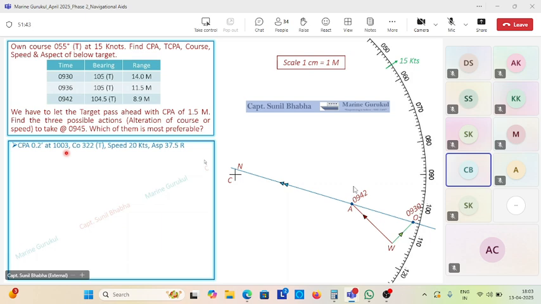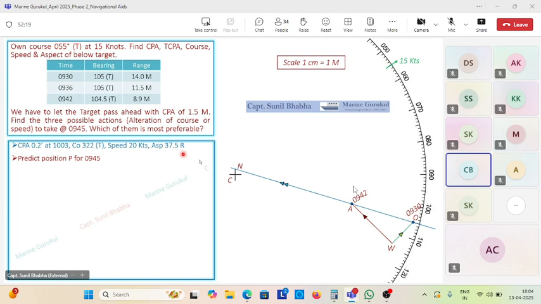The course of the target WA is measured as 322 degrees true. The speed can be measured using the distance Whiskey to Alpha, WA, and it comes to 20 knots, and the aspect is obtained as 37.5 degrees and it is red. Red indicates that own ship is on the port side of the target ship. So up to here we have done a basic plot.